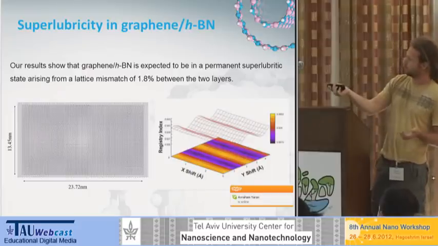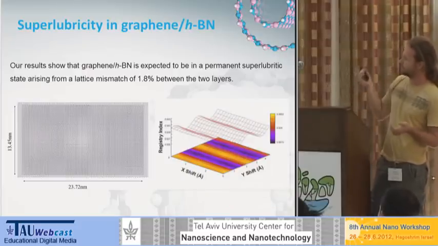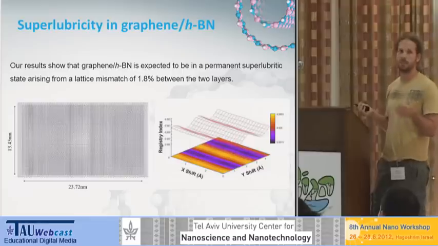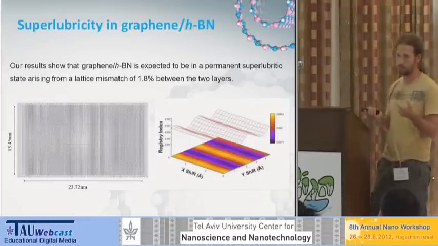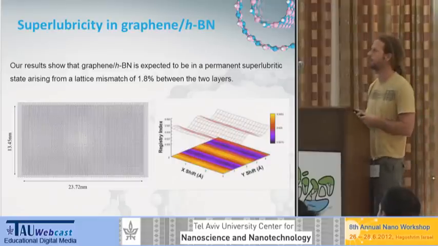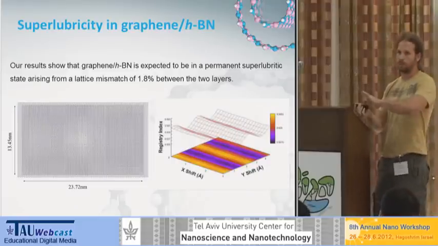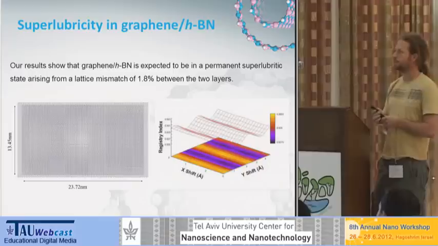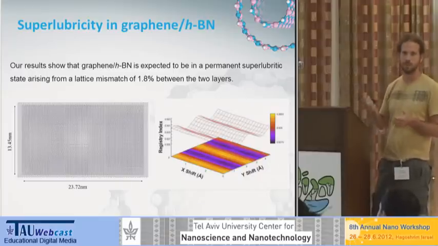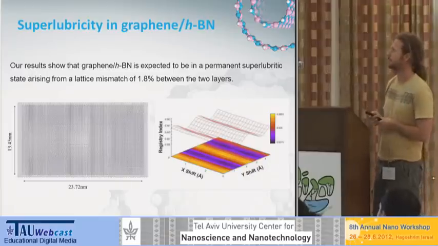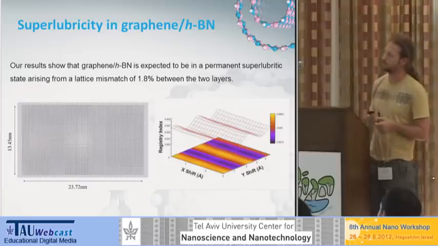And what we measured is that this system is in a superlubric state, and what's different from graphene is that in all the angles we twisted it, this system will be in a superlubric state. And that's it. So come see my poster.